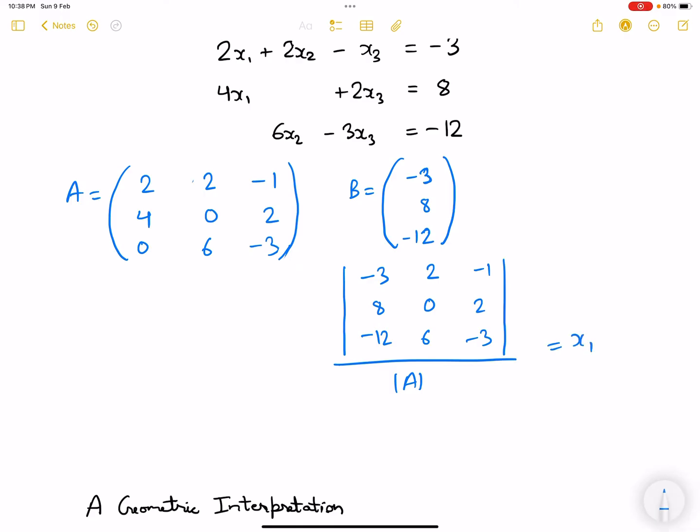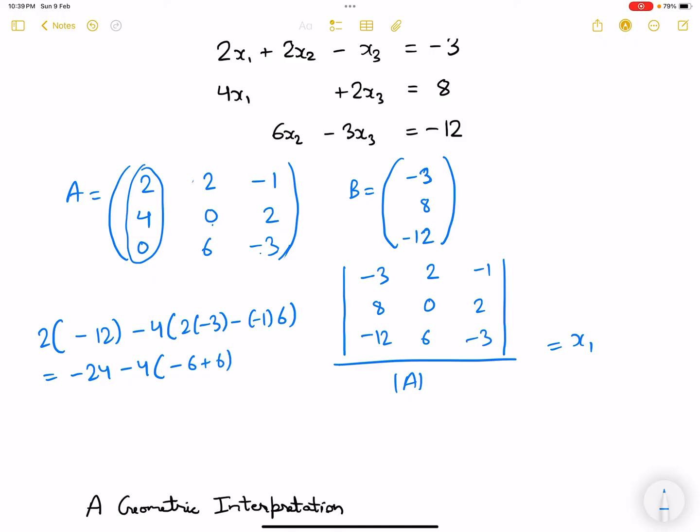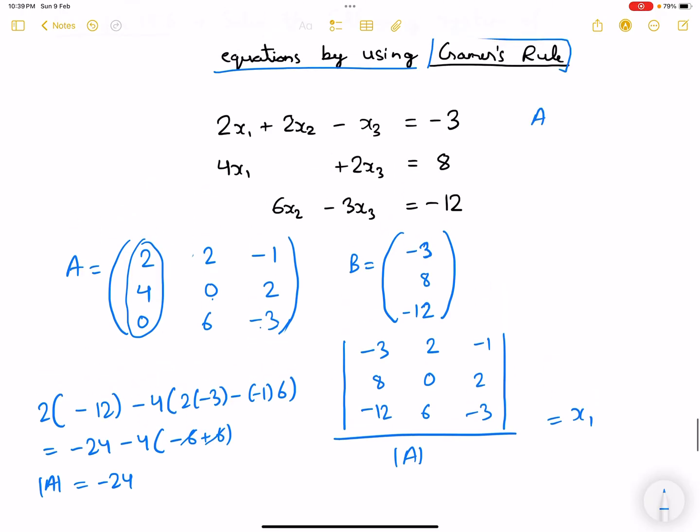Now, finding the determinant of A. Suppose we are expanding through this particular column. So it would be 2 times 0 into -3, which is 0, minus 2 into 6, so -12, minus 4 times (2 into -3 minus -1 into 6). So this is -24, minus 4 times (-6 plus 6). So this cancels out. So 4 into 0 is 0. So this is -24. We have the determinant of A equal to -24. I'm writing it down here.